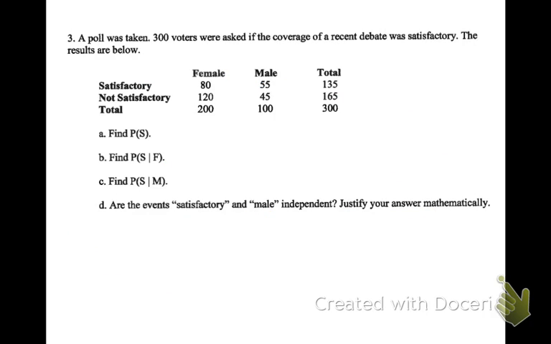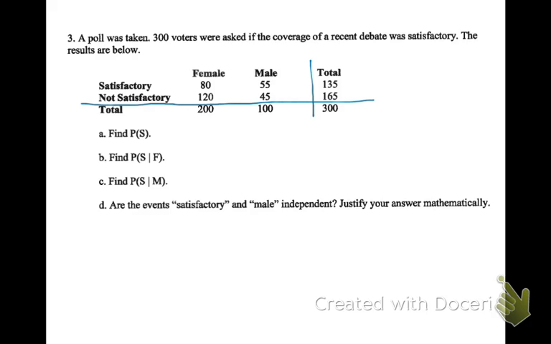Number 3. Now this is an example where I give you some data arranged in a tabular arrangement of values. So we have to use this to help interpret how to find certain probabilities. A poll was taken, 300 voters were asked if the coverage of a recent debate was satisfactory. The results are below. So let's first note, we do have totals for each row and for each column, so it might be helpful to separate those by drawing lines.